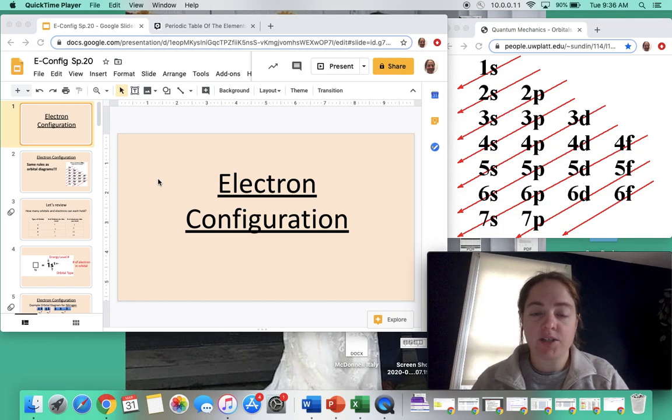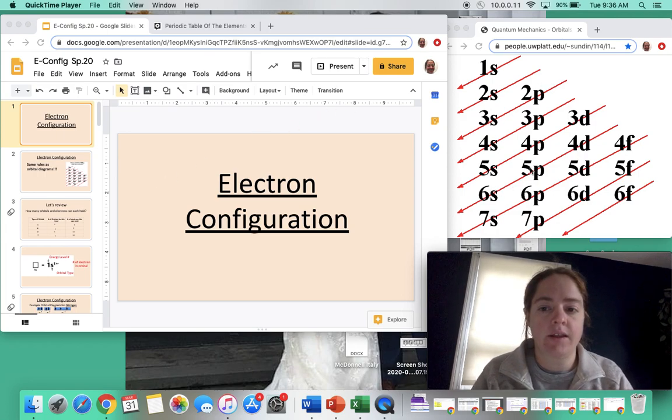Today we're going to talk about electron configuration. So just a reminder, you do need your periodic table and you are going to need your flowchart readily available in order to do this. They will be very helpful to you. So go ahead, take a minute, pull those out, and we'll go ahead and get started.